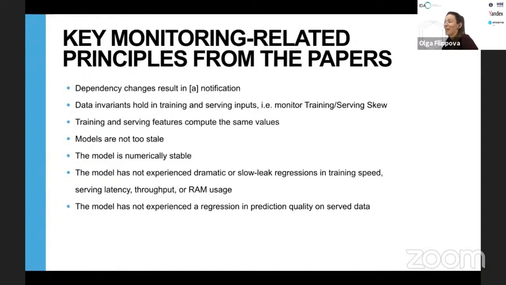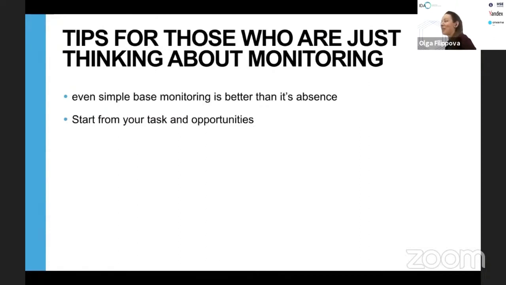And a couple of pieces of advice in the end. First one: even simple basic monitoring is better than its absence. It may seem like I'm stating the obvious here, but the problem is real. On the one hand, monitoring is often perceived as a nice to have thing. On the other hand, reading the list from the previous slide, one can decide that it's a big, complicated task for which he doesn't have time or resources right now. But simple statistic checking would catch a major amount of bugs. So it's 100% better than nothing. You have a model, you should do monitoring.